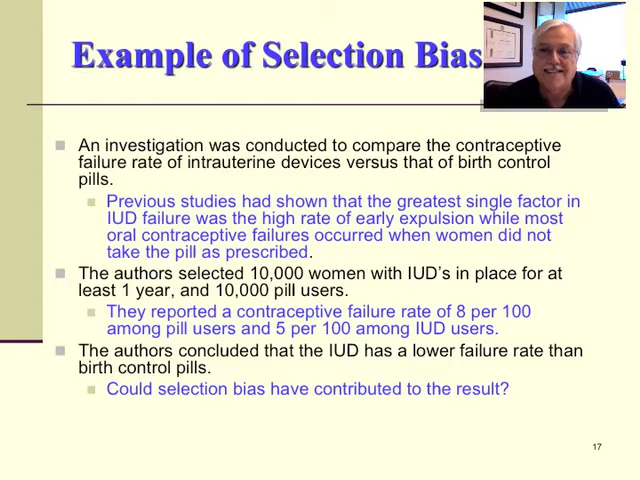The authors selected 10,000 women with IUDs in place for at least 1 year and 10,000 pill users. They reported a contraceptive failure rate of 8 per 100 among pill users and 5 per 100 among IUD users. The authors therefore concluded that the IUD has a lower failure rate than birth control pills. Could selection bias have contributed to the result?